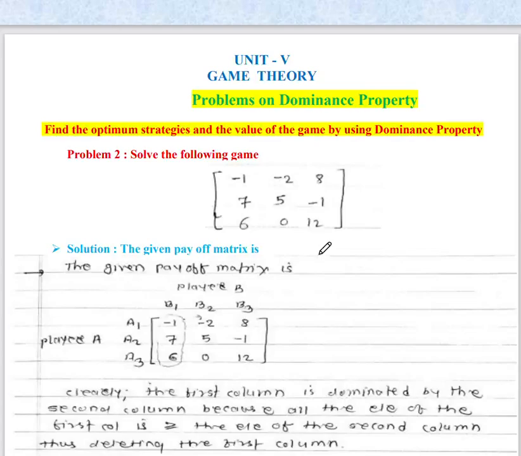The given payoff matrix can be written as, let us consider this is player B and this is player A. So player A is using three techniques or strategies, that is A1, A2, A3, and player B is using three strategies B1, B2, B3. And these are the payoffs for player A and for player B.